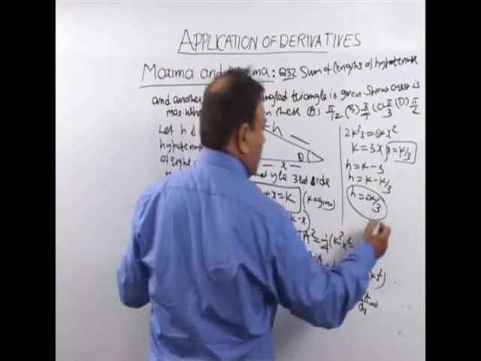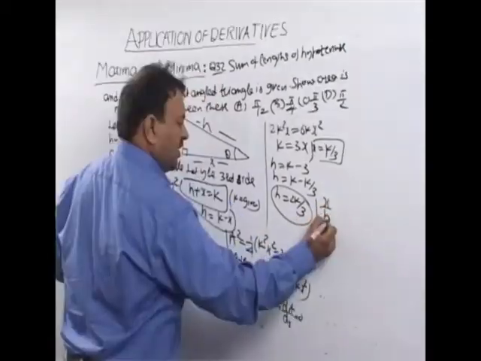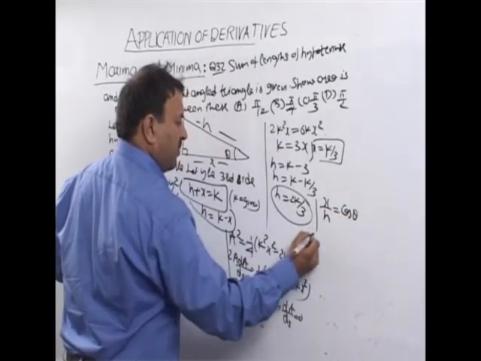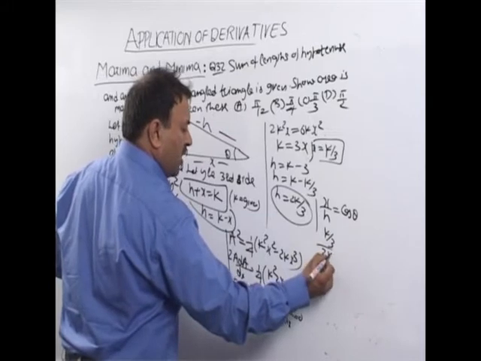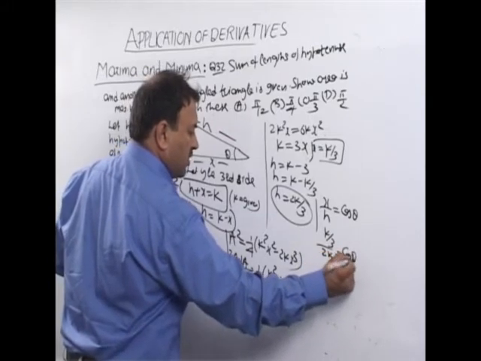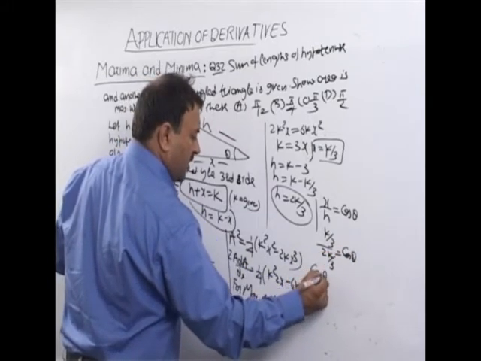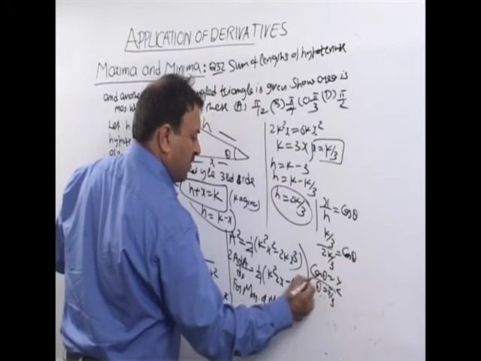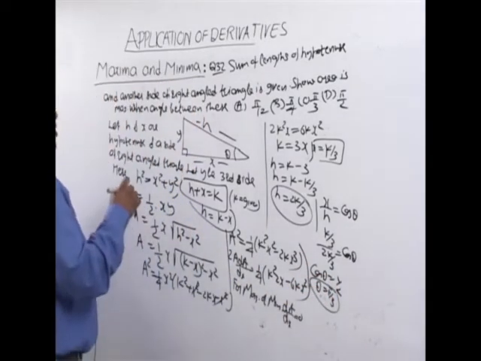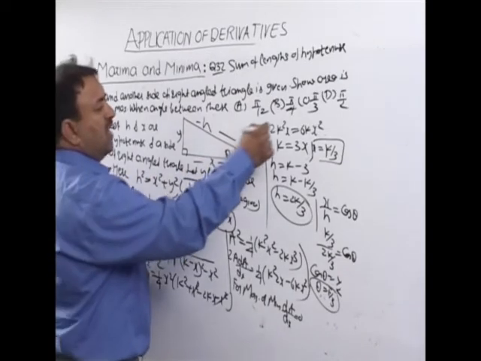So I can say here it is x upon h is equal to cos of theta. x is k upon 3 upon 2k upon 3 is equal to cos theta. Cos theta is equal to half. Theta is equal to pi by 3. So the angle between these two sides comes out to be pi by 3.